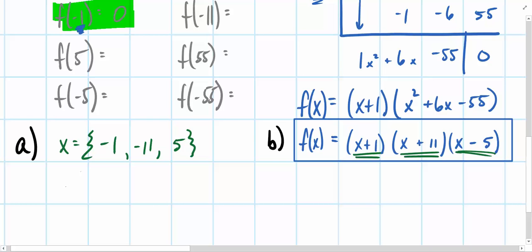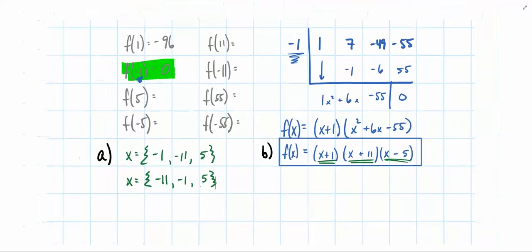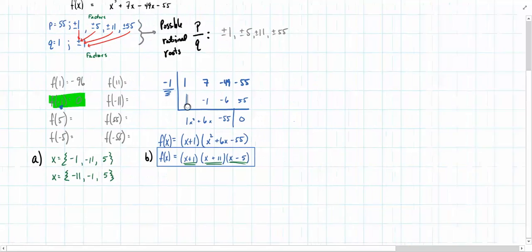Now, I don't think Math Excel is picky about the way we write our numbers. I might encourage you to write them in numerical order so that we write -11 first, then -1, then +5. That's more of the traditional way that we would write our solutions. So I'm going to zoom out just a little bit here, and you can see all of the work that went into this.